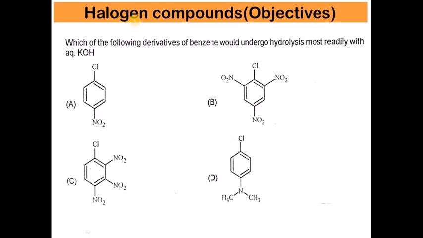Which of the following derivatives of benzene would undergo hydrolysis most readily with aqueous KOH? You know, the NO2 group present on chlorobenzenes will definitely increase the reactivity of the chlorobenzene. That is the only simple hint. From this hint, you can understand that in the second option we have 3 NO2 groups, which are ortho-para directing groups. So the second option is the right option for this question.